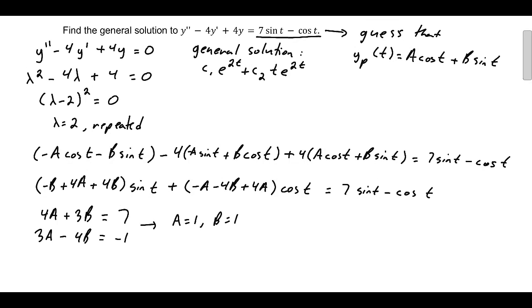So that means that our specific yet general solution for this is going to be y of t equals c1 times e to the 2t, plus c2 times t times e to the 2t, plus cosine t plus sine t.